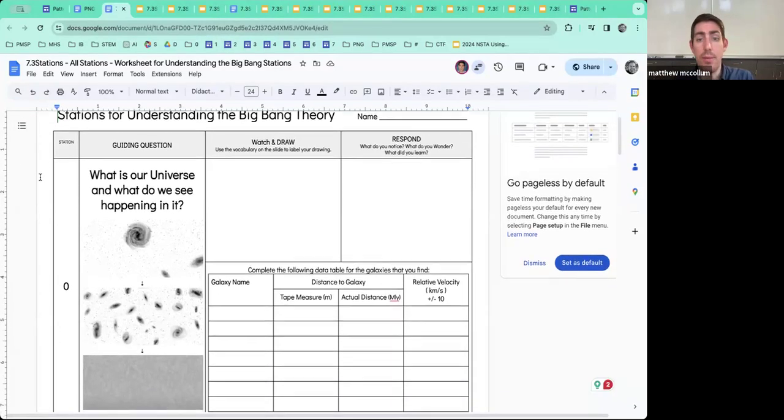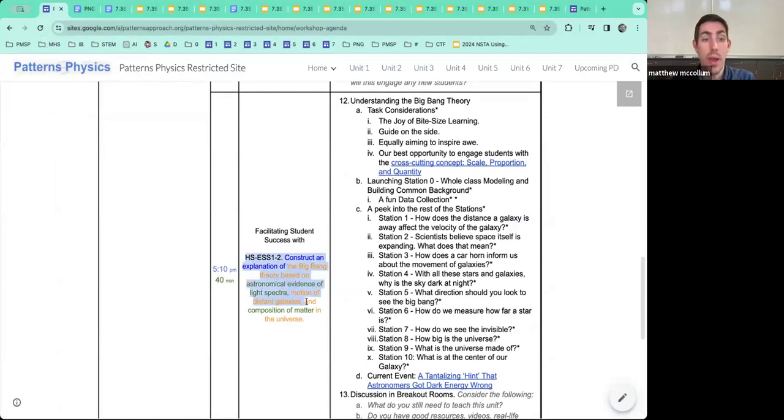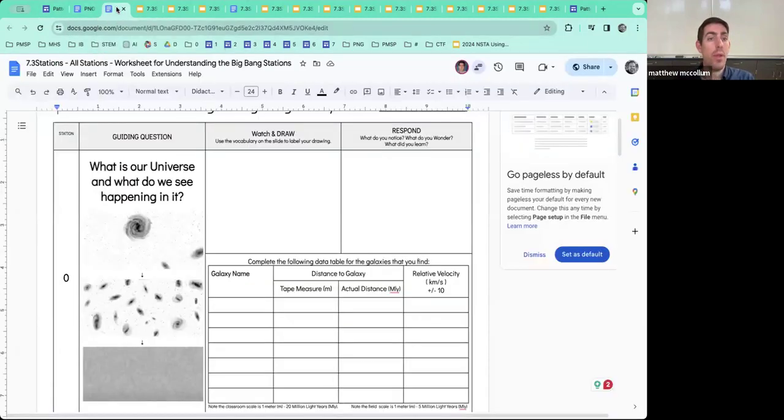And the first station is a way to give some data for students to look at. So this first station actually, there should be one more slide. Yeah, so the worksheet looks like this, and we'll come back to this quite a bit, but what is our universe and what do we see happening in it?